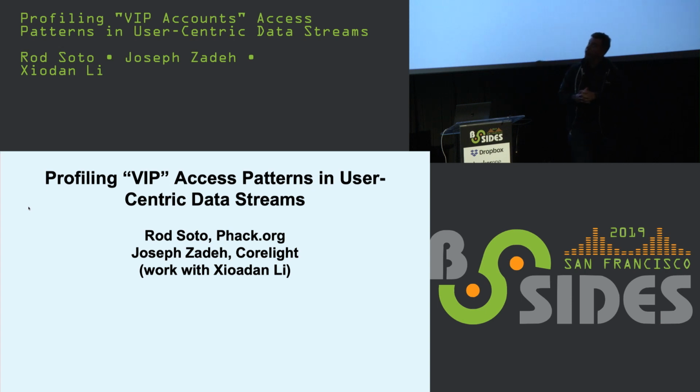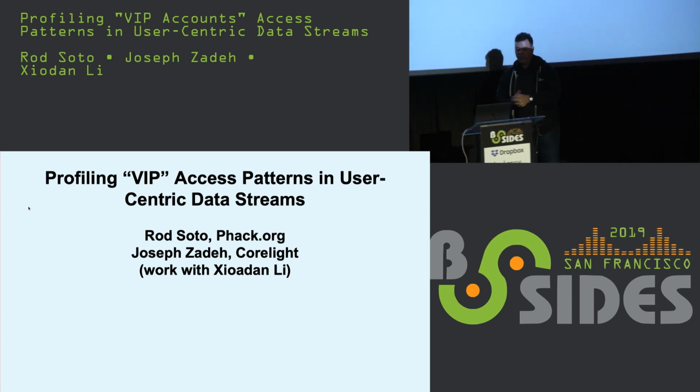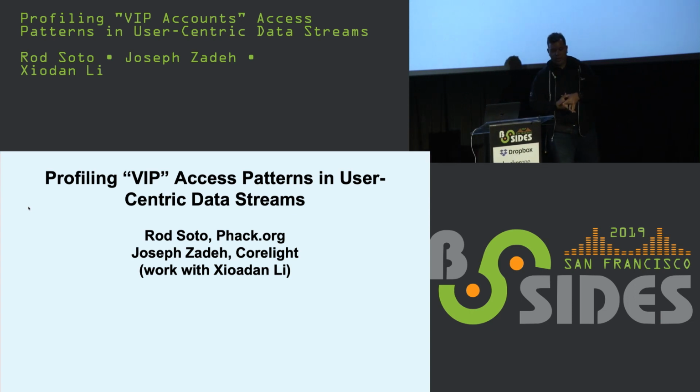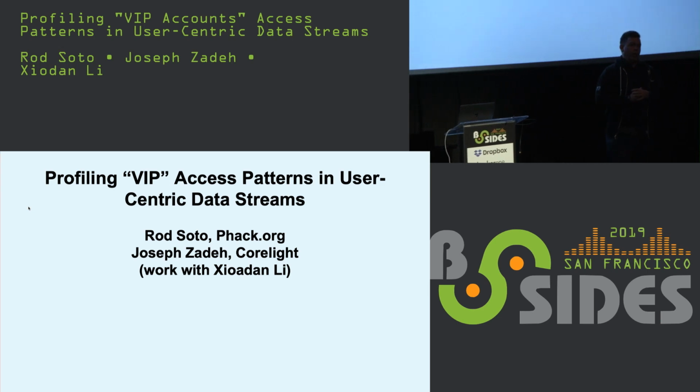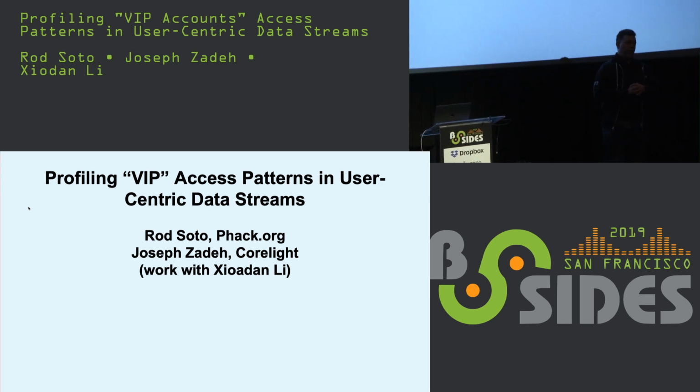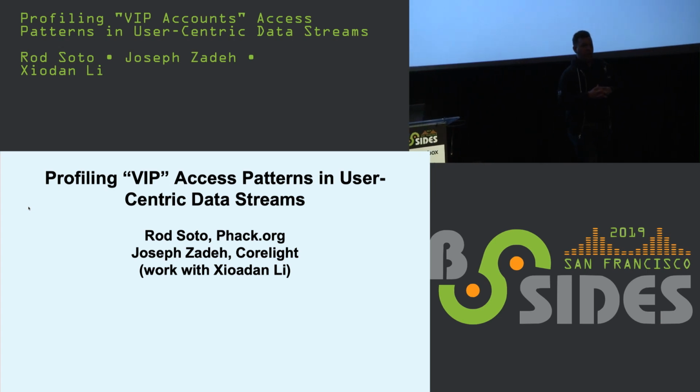We're going to talk about profiling VIP access patterns in user-centric data streams. The TLDR is basically trying to find out if a VIP account can vary depending on the context. At times it is very difficult, if you're able, for example, to do a lateral movement type of attack, like a pass the hash or pass the ticket, and impersonate a VIP account, it is almost impossible to tell if you follow patterns of behavior of an administrator, a technique that you can use post-exploitation. That's what we're going to talk about today, how we're trying to approach this problem.